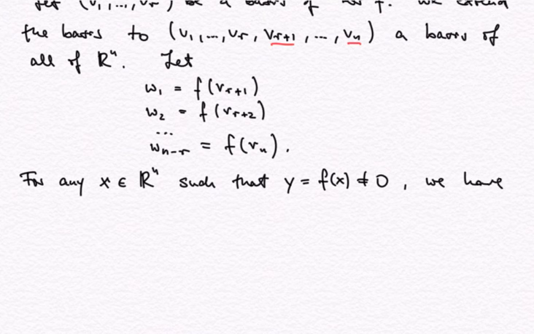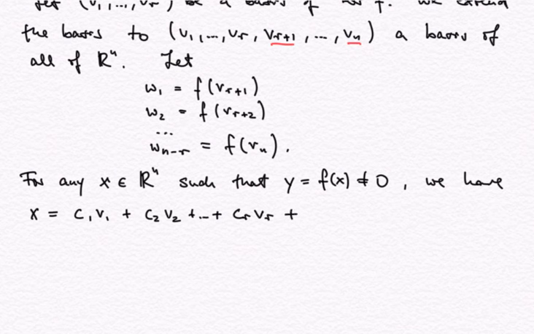We have that x can be written as a linear combination of the basis vectors with linear coefficients, let's call them c1 through cn: c1 times v1 plus c2 times v2 plus ... plus cr times vr, this is the kernel part, this would be mapped to 0, so since x is not being mapped to 0, more has to come, but in general, a vector is always a linear combination of basis vectors, plus cn times vn.